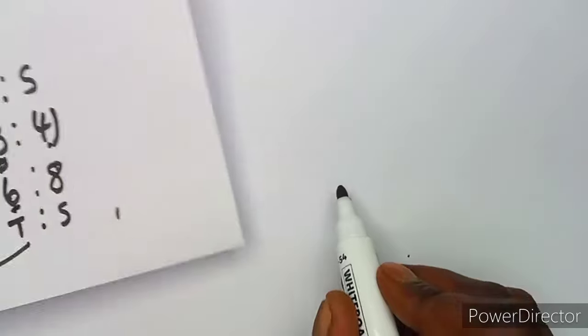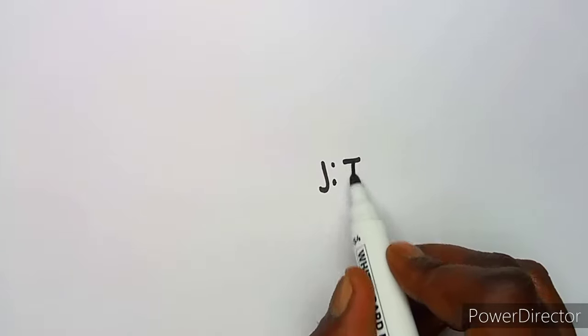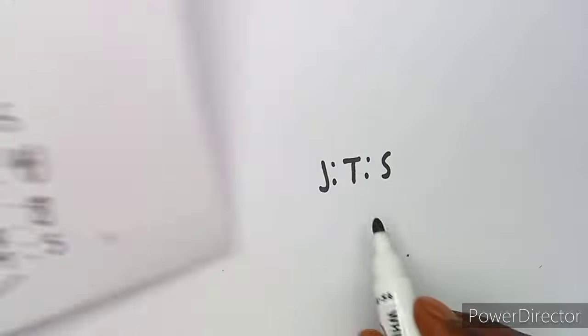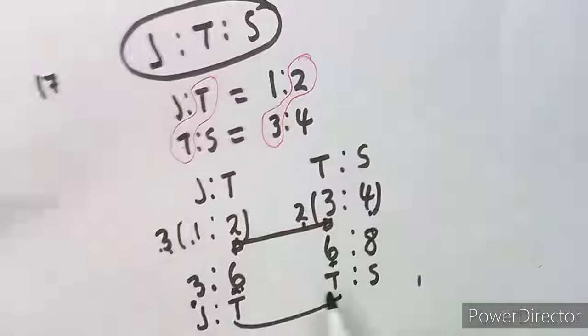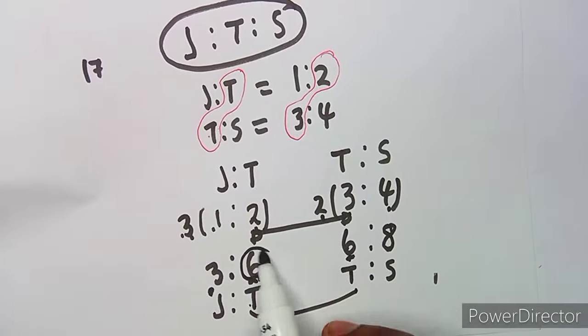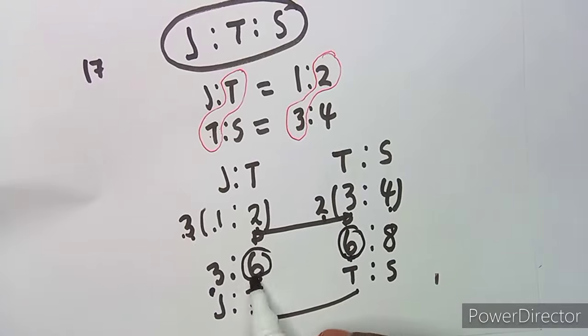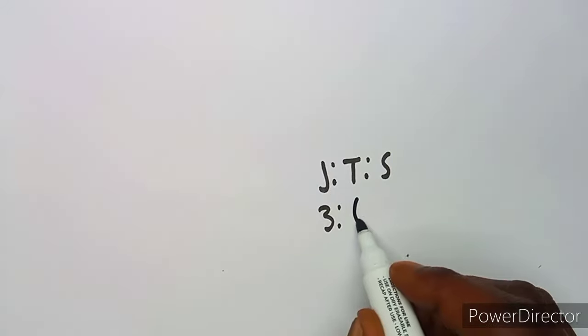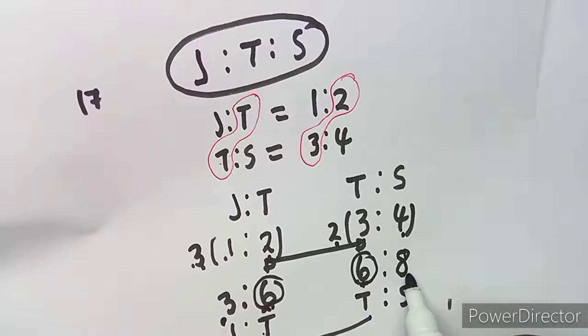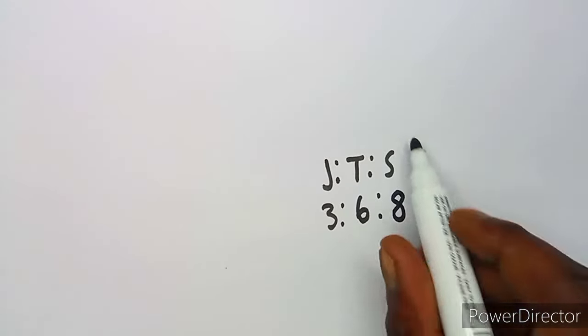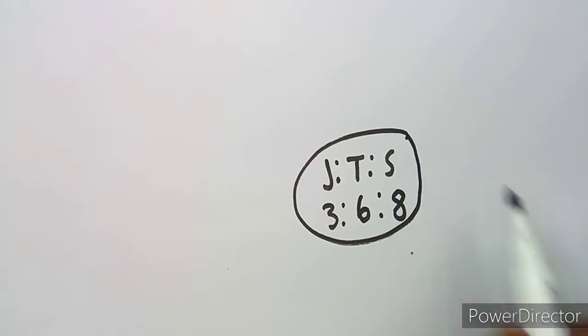So we can join our ratio John as to teacher as to Sharai like that, which is John is what, is 3 as to teacher. What is teacher going to have? It's 6. As long as these two are the same, you can just write it direct as to Sharai, which is 8. So this is going to be your new ratio now.